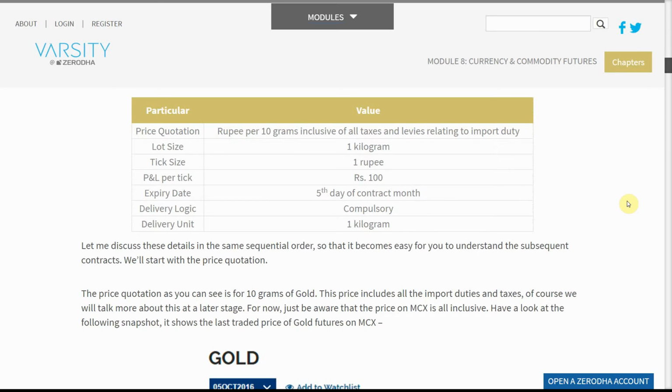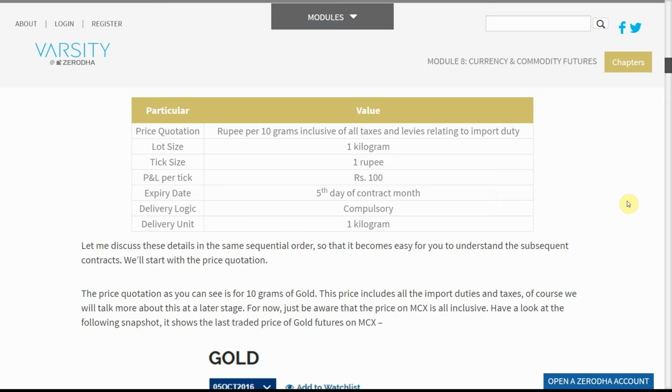Price quotation: rupee per 10 grams, inclusive of all taxes and levies relating to import duty. Lot size: 1 kilogram. Tick size: 1 rupee. P&L per tick: Rs. 100. Expiry date: 5th day of contract month. Delivery logic: compulsory. Delivery unit: 1 kilogram. Let me discuss these details in the same sequential order, so that it becomes easy for you to understand the subsequent contracts.